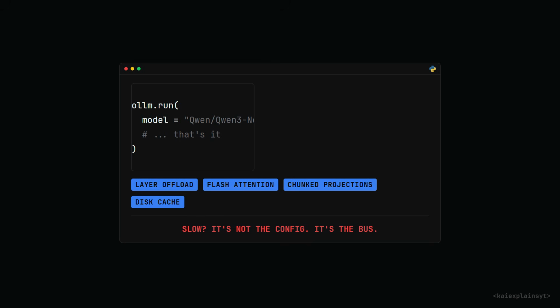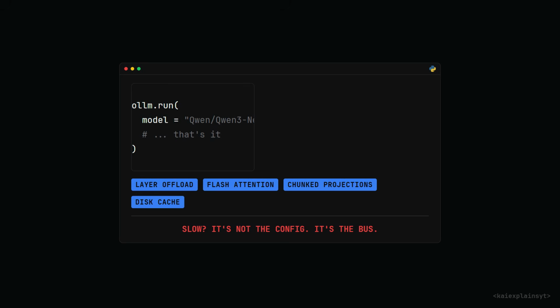And this is where the tooling gets awkward in a different way. oLLM does not give you a lot of knobs. The behavior you want is mostly the default. You point it at a Hugging Face model, you get streaming layer offload, flash attention, chunked projections, and a cache on disk. The configuration surface is small because the design choices are already made, which is useful to understand because it means when something is slow, it is not a misconfiguration.